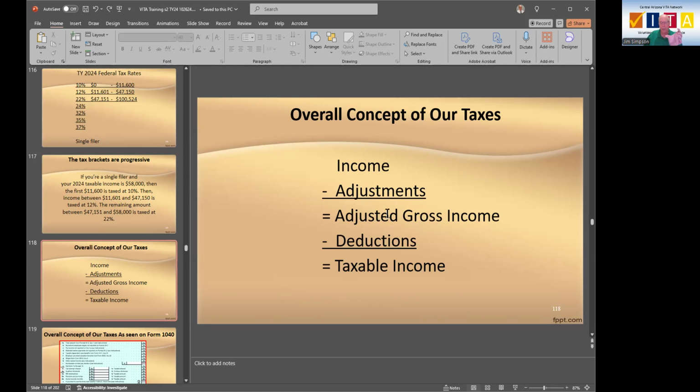So sometimes an adjustment reduces your income, it reduces your adjusted gross income. But then we look at deductions, such as a standard deduction or itemized deduction or whatever. Then that reduces your AGI down to taxable income. But a deduction does not reduce your adjusted gross income, it still stays at that amount, right? It can reduce the amount that you have to pay tax on. But so in general, adjustments are better than deductions, okay?